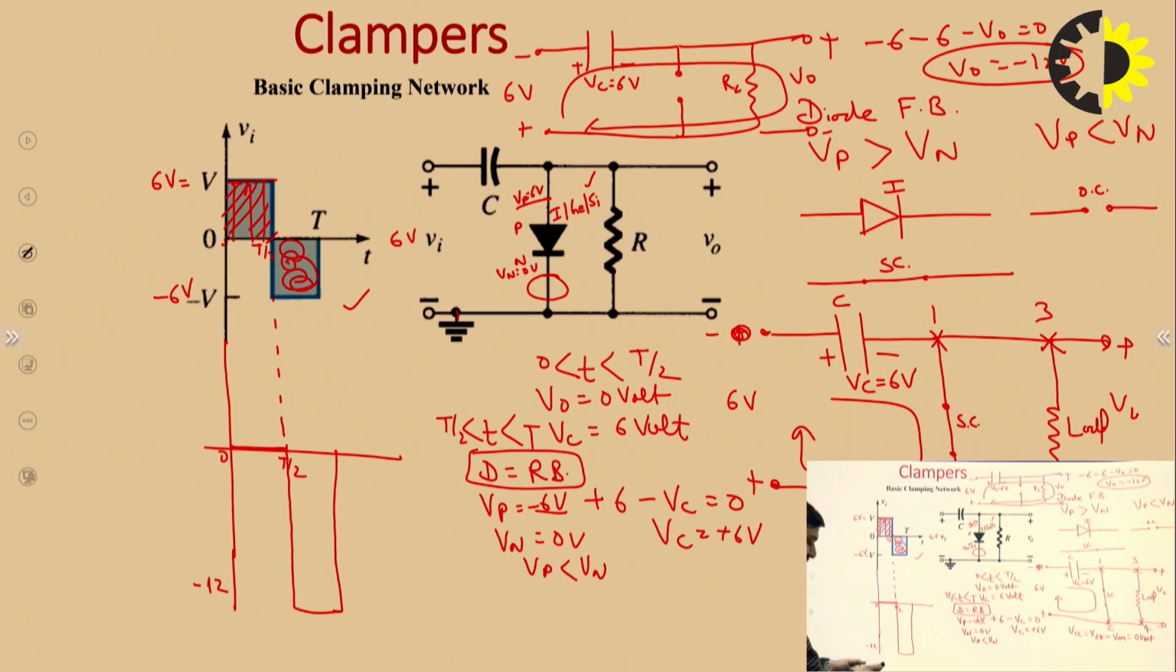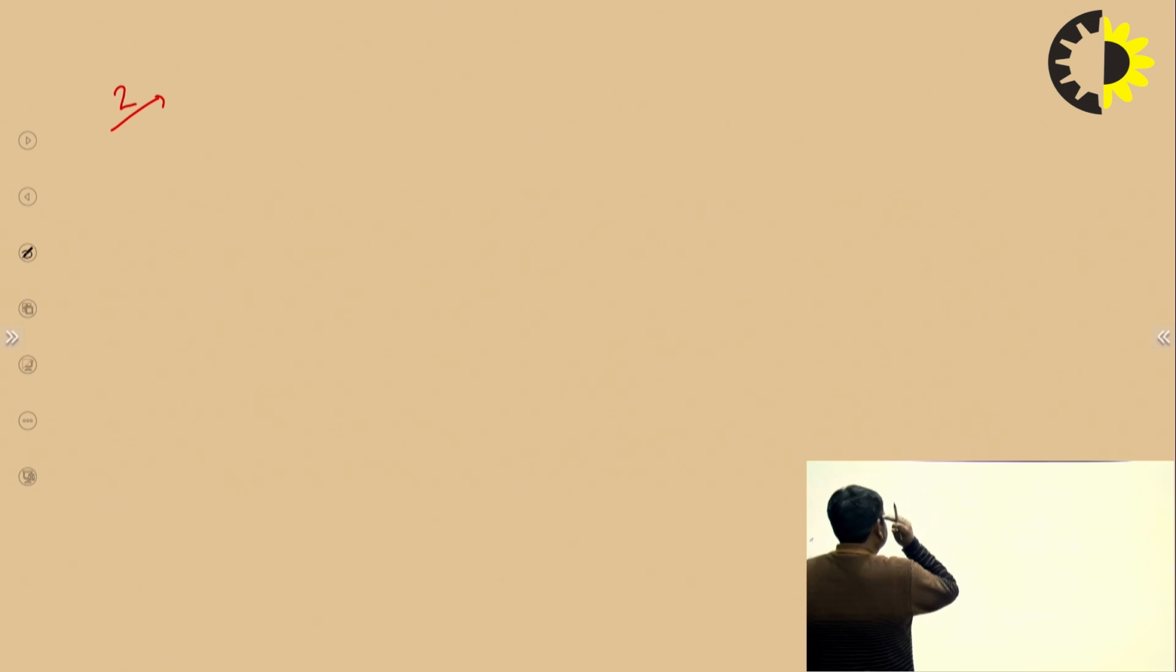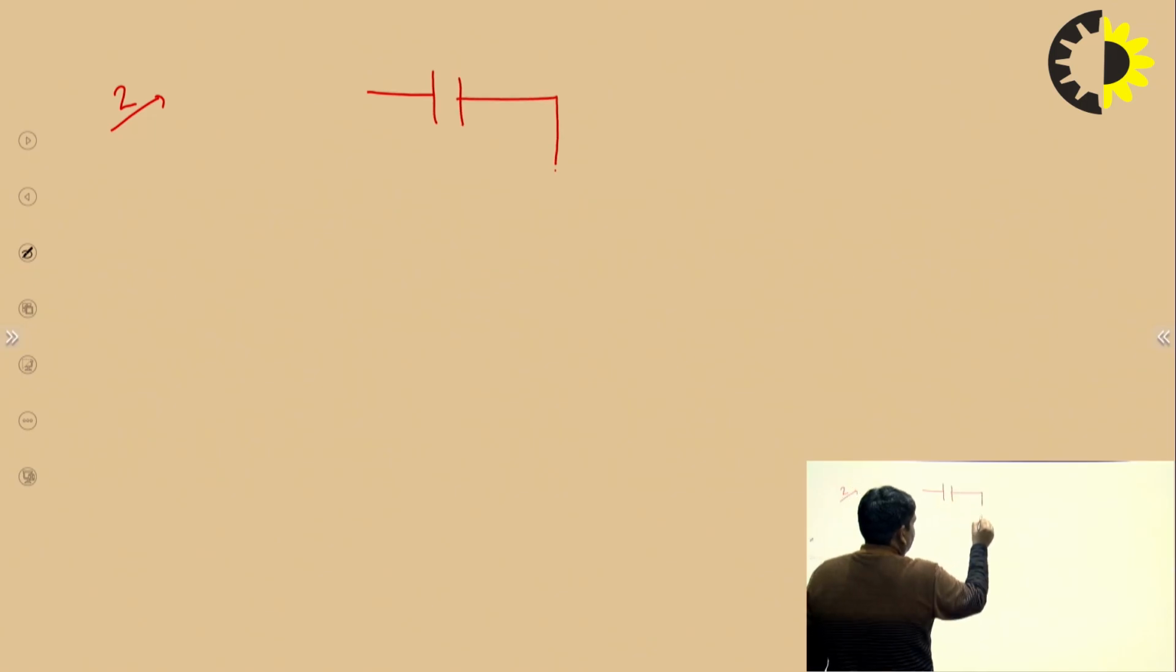So this is a very good example for assessing how the clamper works as a negative clamper, an absolute negative clamper circuit. So another example, example number 2, I am taking here. This is an example of a biased clamper circuit. So this is the capacitor and this is the diode and this is a bias circuit.